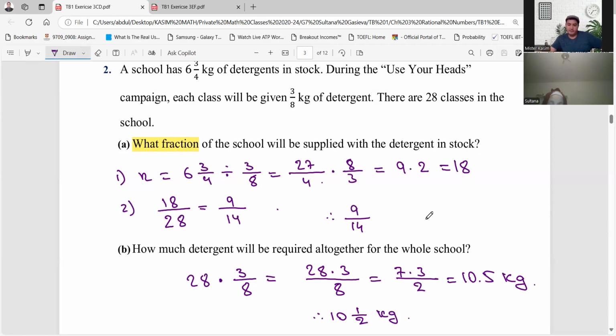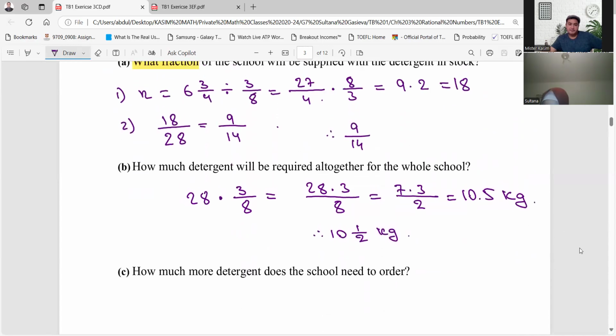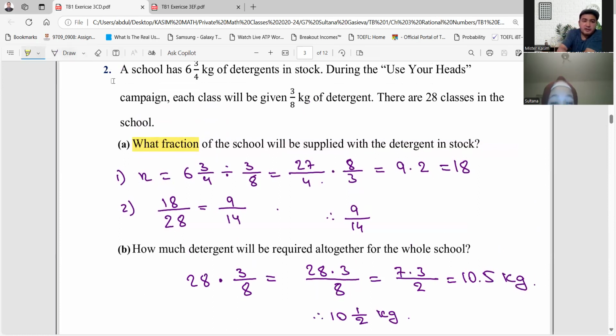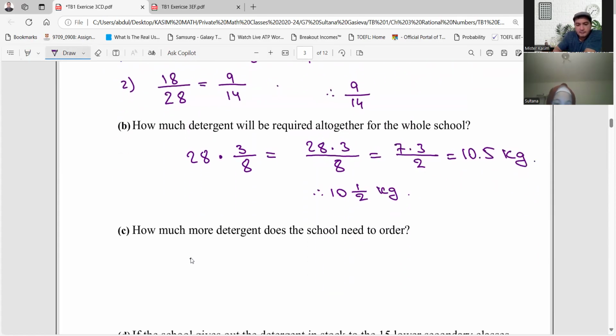Okay, let's continue. Very good. Oh, there's part C. So how much more detergent does the school need to order? How many classes were not supplied with detergent? Altogether, there are 28 classes, right? And 18 of them were supplied, right? So how many were not supplied? 10, right? Yes.